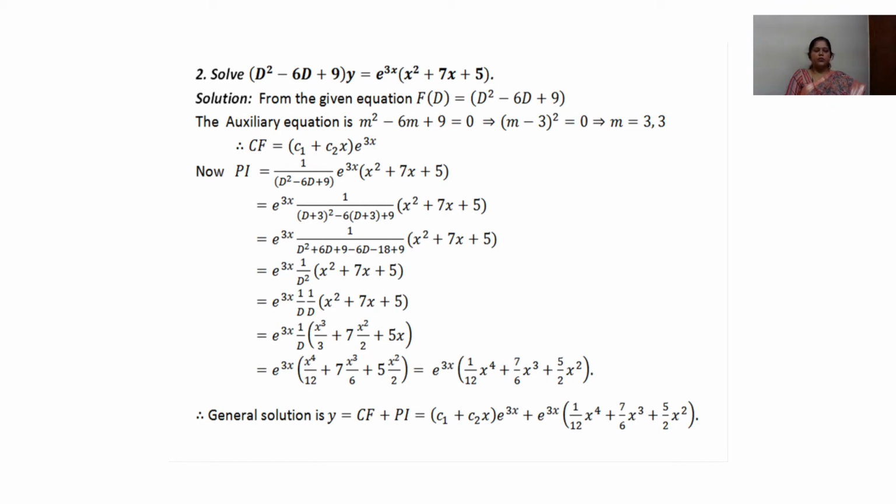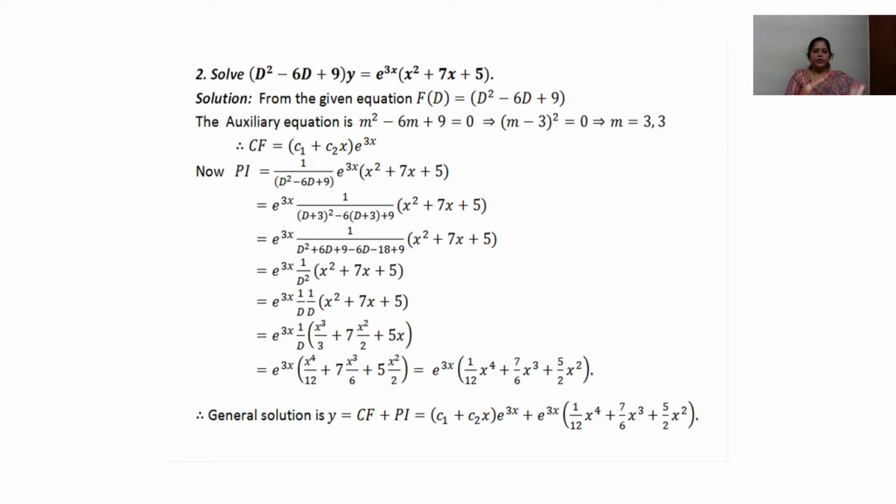So first here also we have to simplify e to the power ax. In the place of D we have to replace D plus a. So here a is 3, e to the power 3x is there. So replace D by D plus 3 in the denominator. So we will get e to the power 3x into 1 over (D plus 3) whole square minus 6 into (D plus 3) plus 9, into x square plus 7x plus 5.